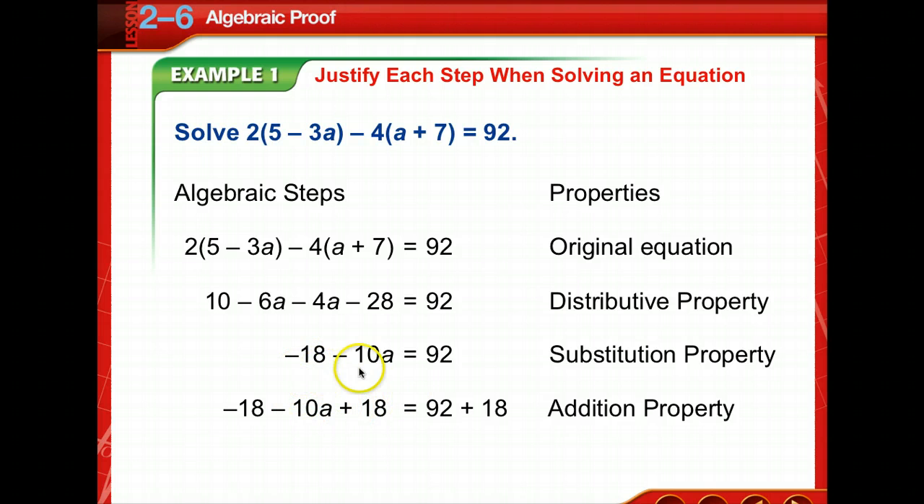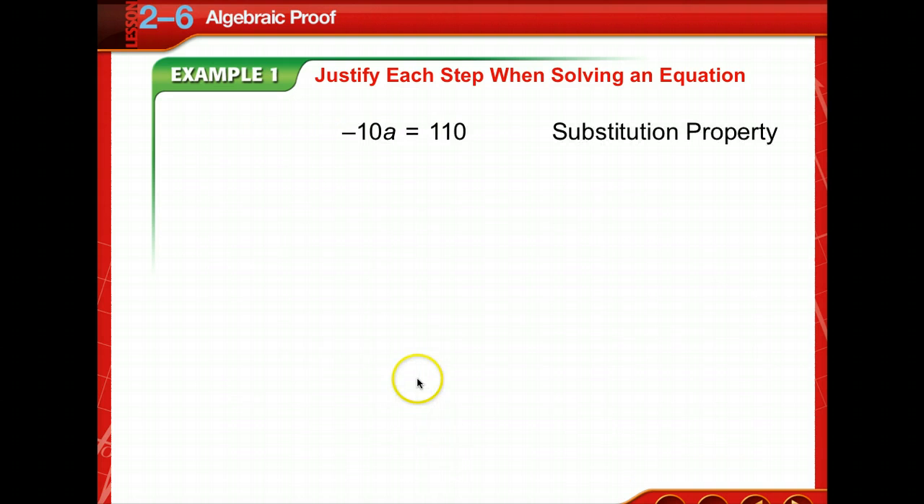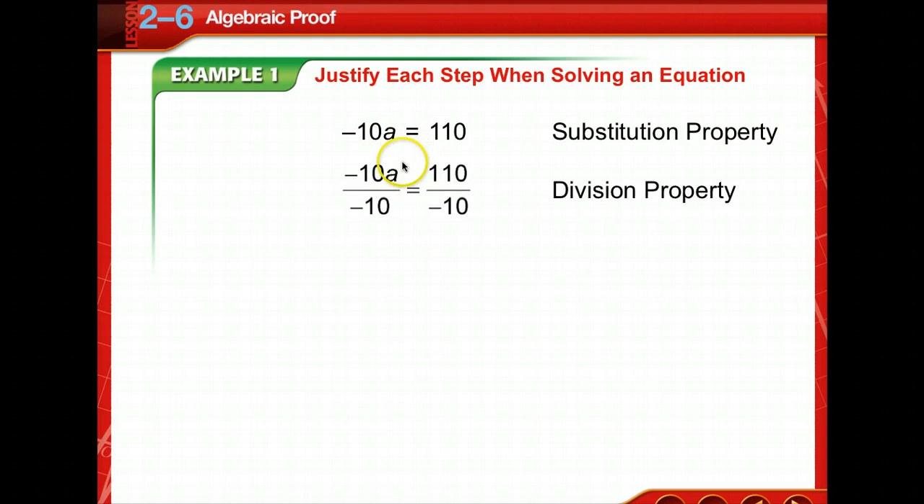Now we know to solve for a, we're going to need to add 18 to both sides. So whatever we do to one side, we do to the other. That is the addition property. That leaves us with negative 10a is equal to 110. So when we do add the 18 to each side, we can substitute in what our new numbers are. Negative 10a equals 110. We're going to divide both sides by negative 10. The division property says we can do that. And whatever we do to one side, we're doing to the other.